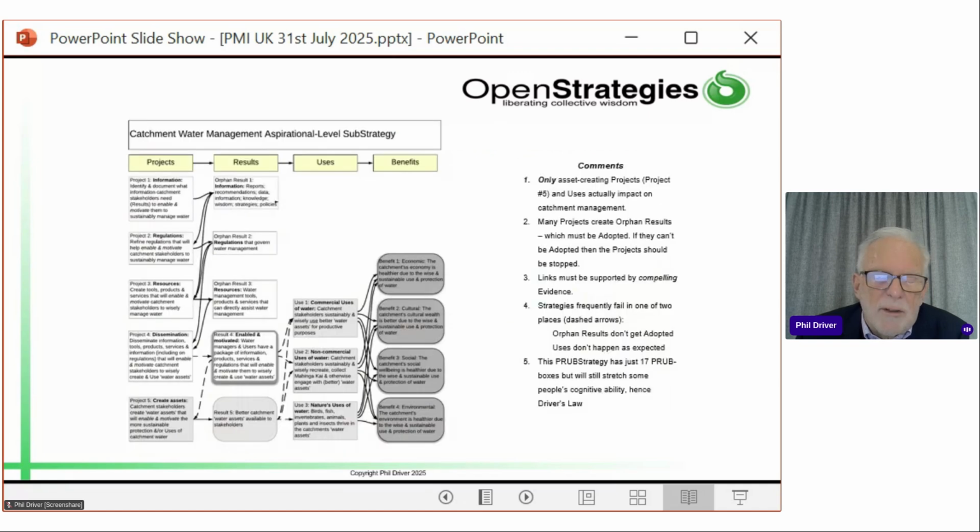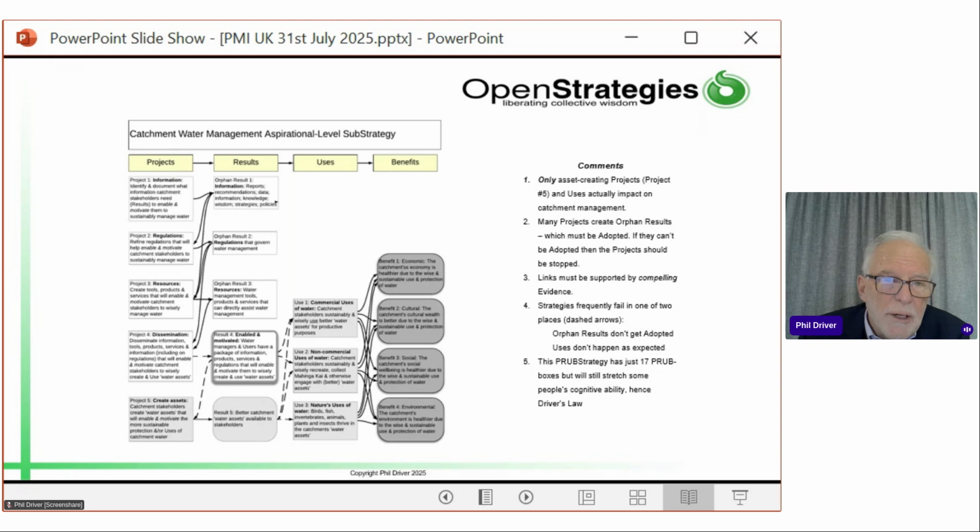Now, here's a big and complex strategy, and I'm absolutely not expecting you to read all of this, but we will have these slides available to you as a PDF. Merv will give you access to those at the end of this presentation. And you can have a look over here and see how different projects are producing orphan results. It's very fine print, but this is a very high level PRUB strategy for catchment management.